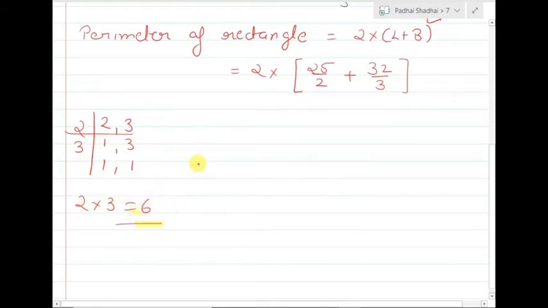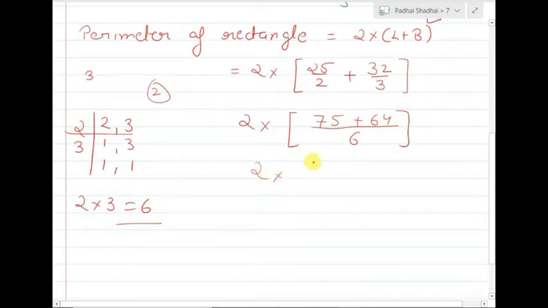The LCM is 6. Now as we have done earlier, 2 as it is, dividing 6 by 2, we will get answer 3. So we have to multiply the numerator 25 by 3, that is 75. Remember it, divide the LCM by the denominator and multiply the answer to the numerator. 25 into 3, that is 75. Same way, here also 6 divided by 3, that is 2. We have to multiply this 2 to the numerator 32. 32 times 2 is 64.